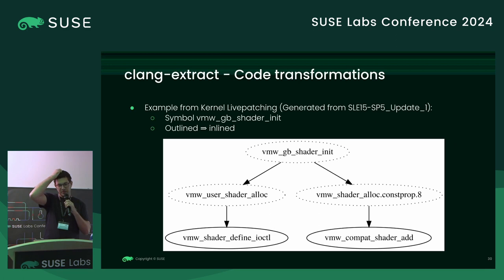So here is an example of a live patch for the VMW GFX DRM driver. It contains a couple of inlined symbols. The one that we needed to patch was VMW GB shader init. But by looking at the IPA clones dump, it was inlined into two other functions, the VMW user shader alloc and VMW shader alloc const prop, which was optimized and transformed by GCC. So in the end, we needed to live patch two other functions that were present and also hookable from the live patching point of view, which are VMW shader define Yocto and VMW compat shader add. This is just an example to show how things can get more complex than initially thought.